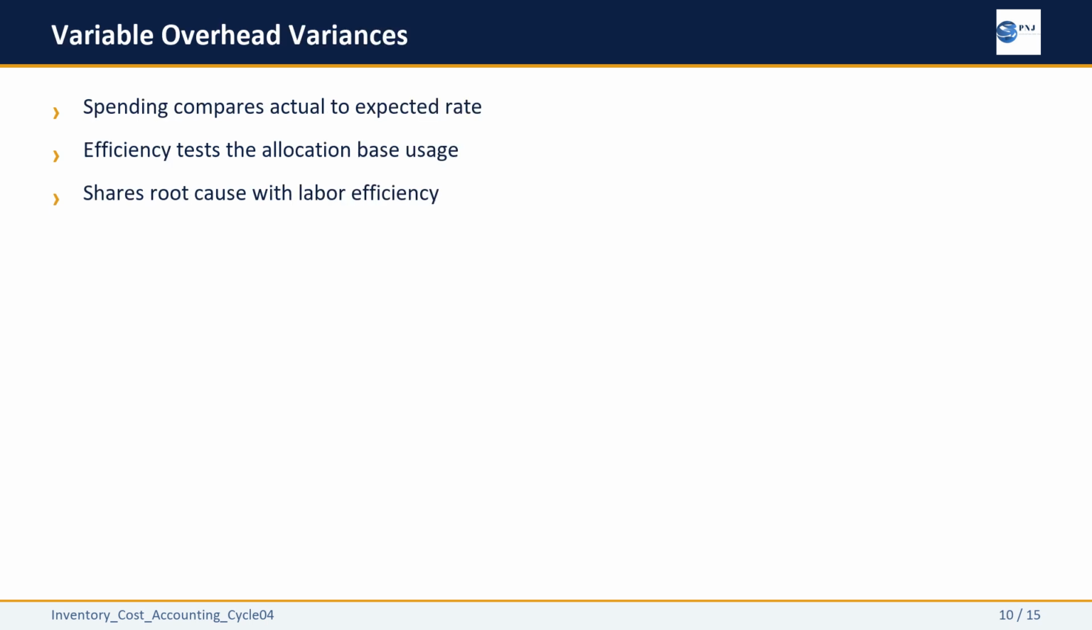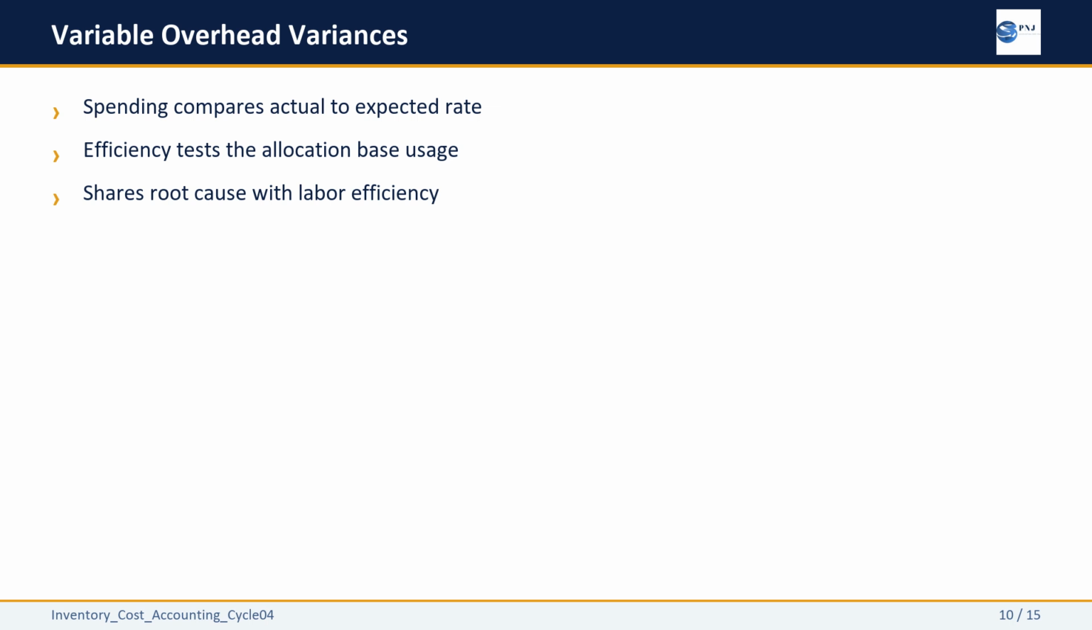Overhead is the most complex piece, so we take it carefully, starting with the variable part. The variable overhead spending variance asks whether the rate you paid for things like utilities and supplies matches standard. It is the actual variable overhead, less the actual hours times the standard rate. Price increases or spending inefficiencies drive it.